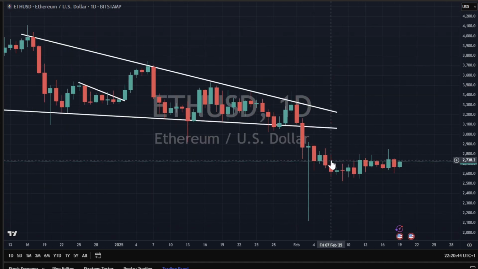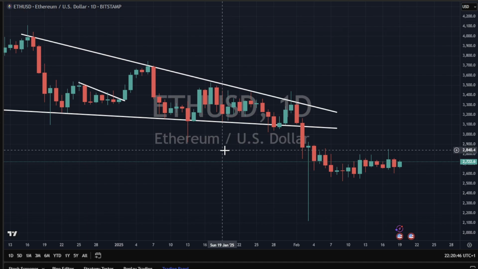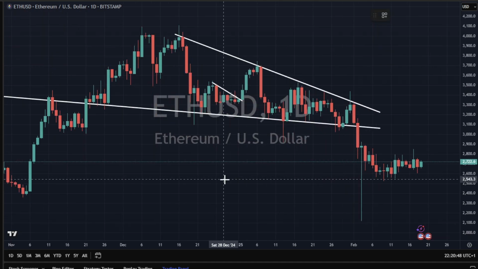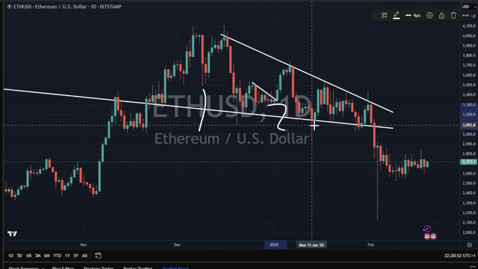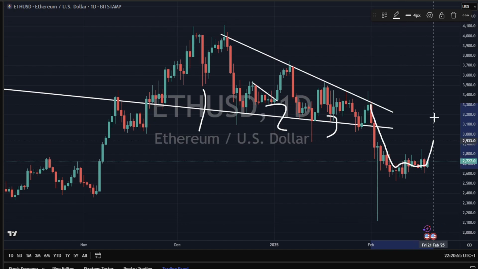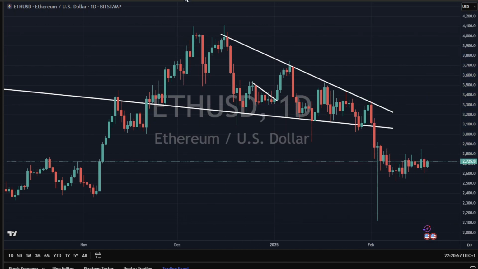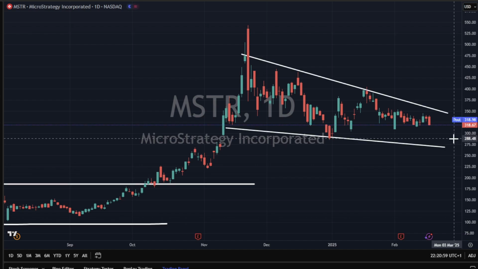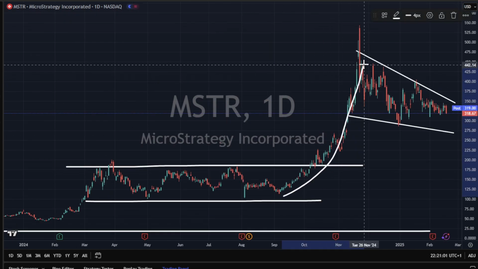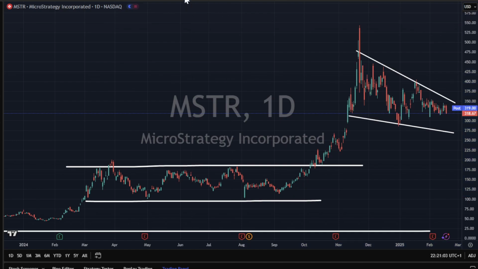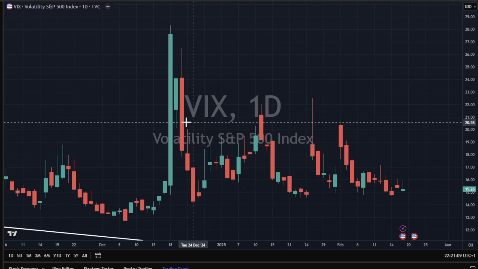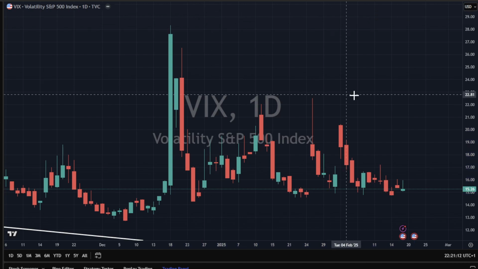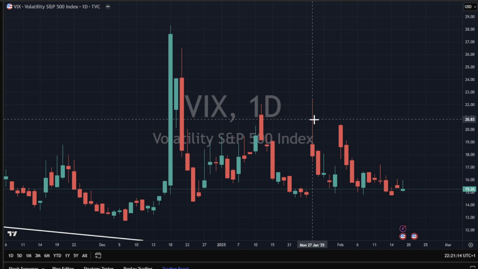And then Ethereum's also up 1.97. It's holding on. It's been back and forth. This could be a false breakdown. It's got the 1, 2, 3 pattern, and this could be a slingshot that slingshots it higher. MicroStrategy down 5%, but still inside the bigger pattern. And we need Bitcoin to move higher for MicroStrategy, I think, to take off. And then the VIX is down slightly and holding steady as the S&P was up slightly.